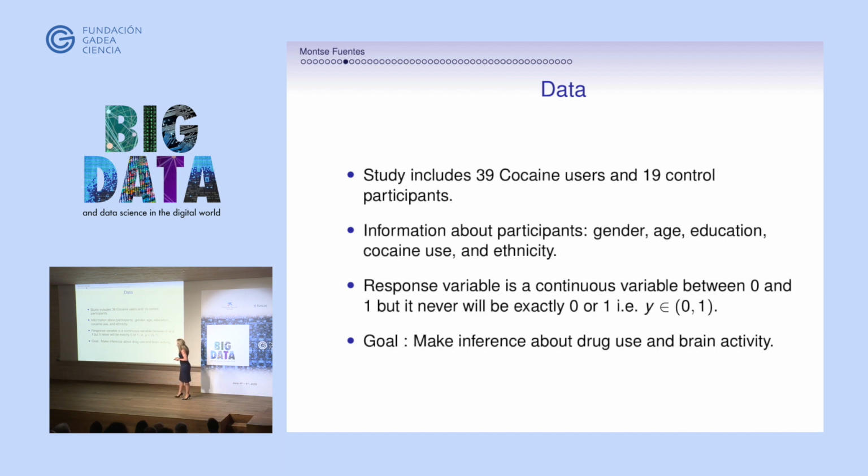So we are working here with a group of close to 60 individuals. We have 39 cocaine users and 19 individuals in the control. The cocaine users have been self-identified, but we also conduct a psychology study to determine if they are addicts or not, and we do have all sorts of information about gender, ethnicity, education, cocaine use, and we also conduct other clinical analysis that leads to more information. The response variable is 3D for each one of them, a continuous variable between 0 and 1. And the goal here is to be able to make inference about the impact of drug use on brain activity.